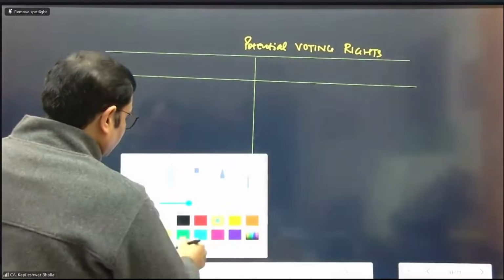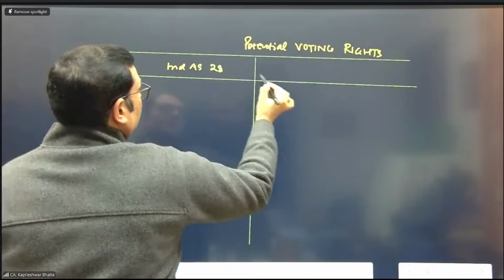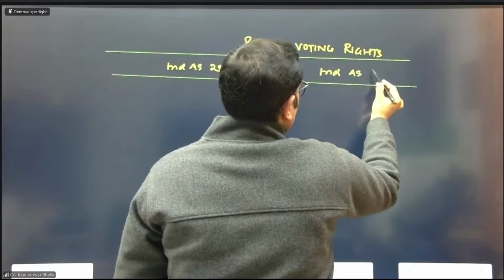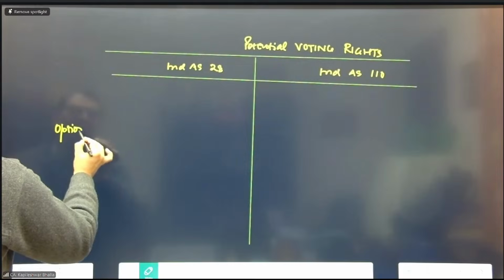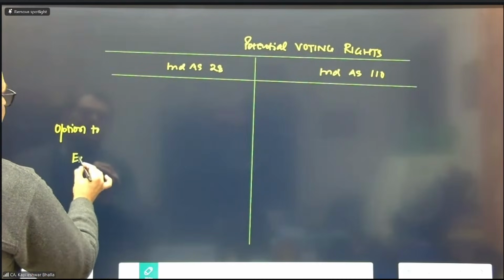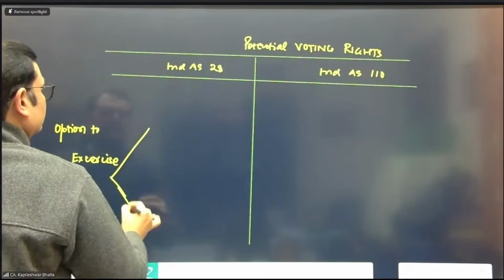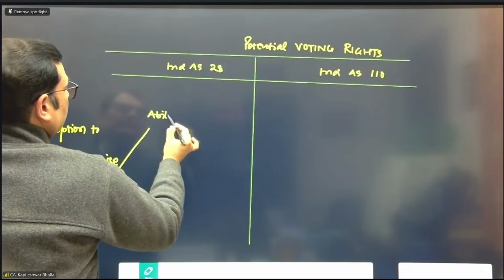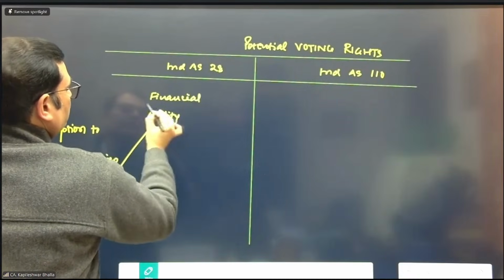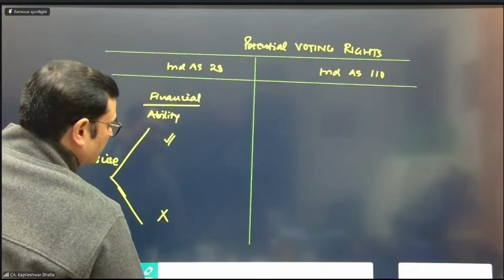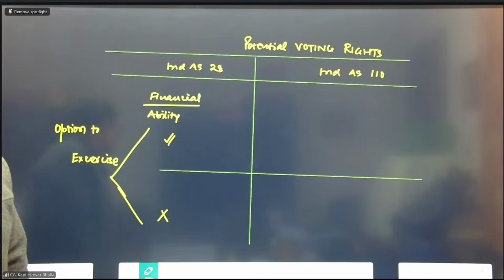Okay, so coming to the points, as we said, we're looking at the concept of Ind AS 28 and the concept of Ind AS 110. So we can say that we've got an option to buy, we've got the option to exercise, and we're looking at the permutation: the financial ability is there, or the financial ability is not there. So let's make it clear in the form of a chart out here.